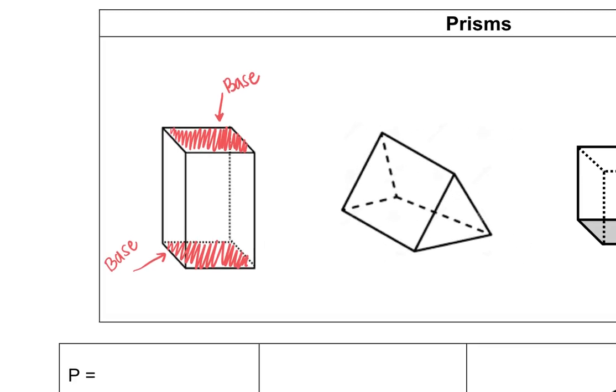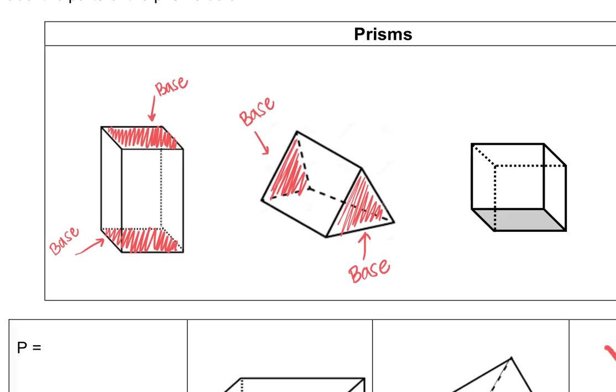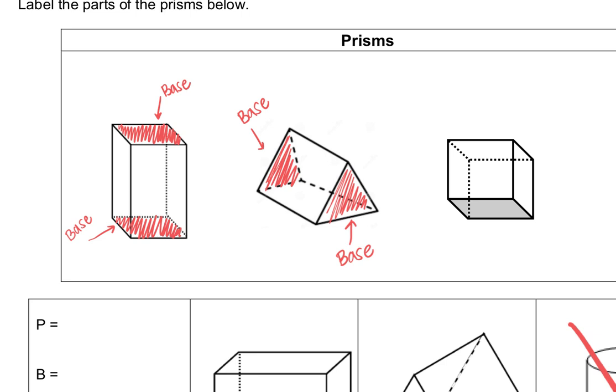Okay, what about for this triangular prism? Your bases are going to be the triangles. So here, this is a base, and this is a base. I need you to make sure you're, with your pencil, shading in your bases so that you don't forget, okay?